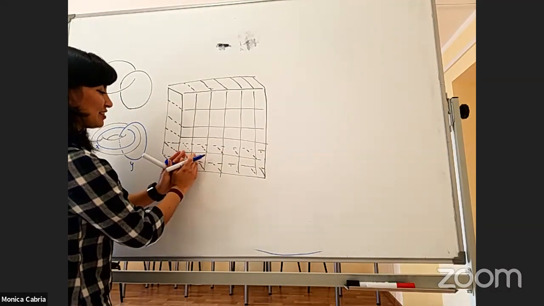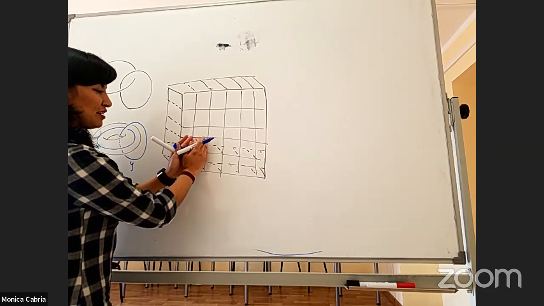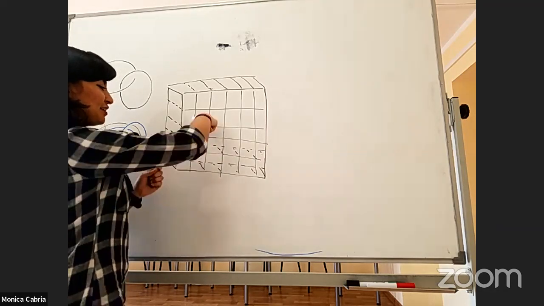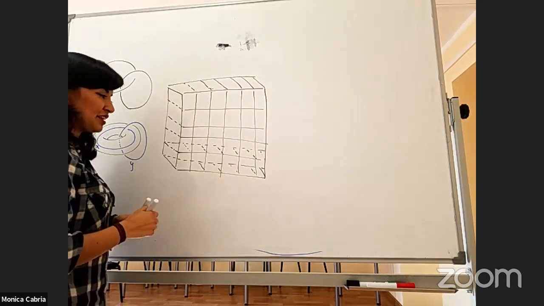So this is x, this is y, and here it will be xy. And here in the opposite direction there are the inverses.